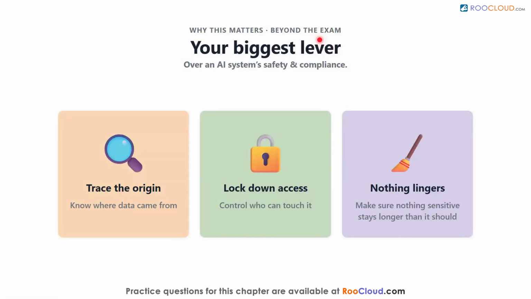Why does this matter beyond the exam? AI lives or dies by its data, so governing that data well is the single biggest lever you have over an AI system's safety and compliance. Understanding these controls lets you trace where data came from, lock down who can touch it, and make sure nothing sensitive lingers longer than it should.